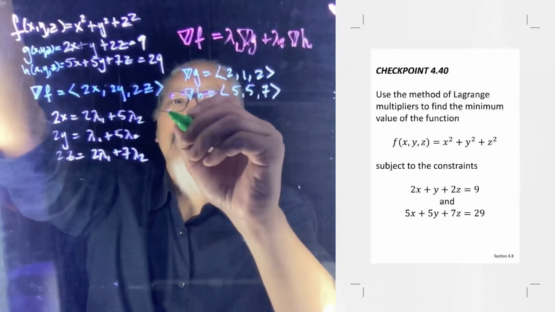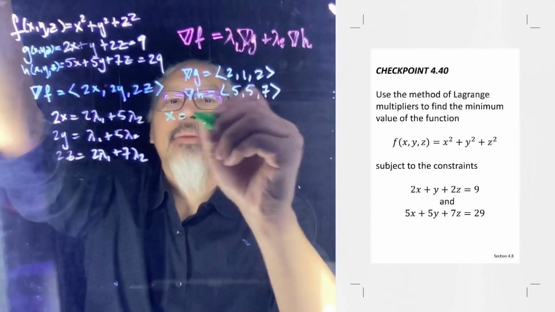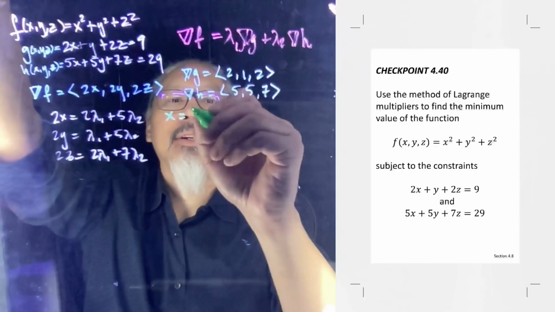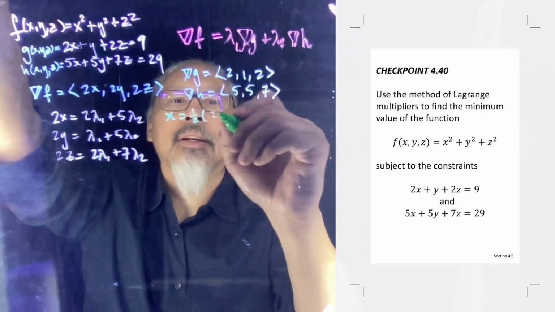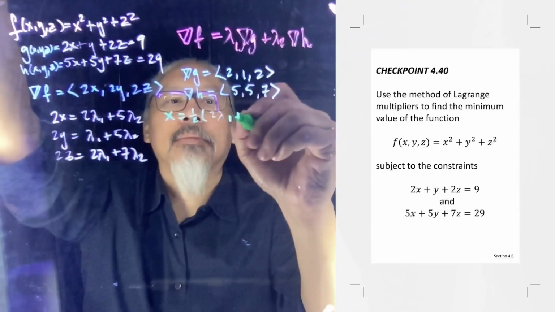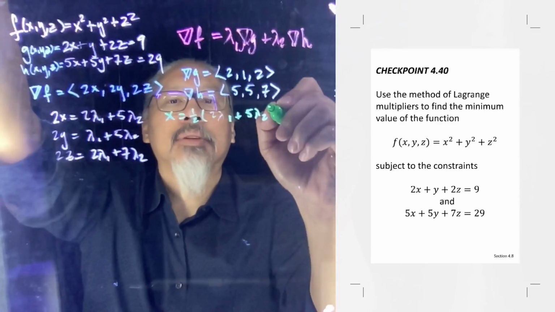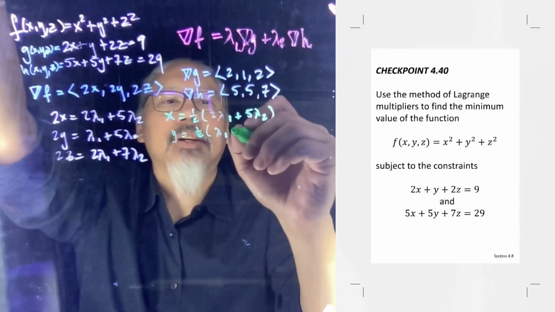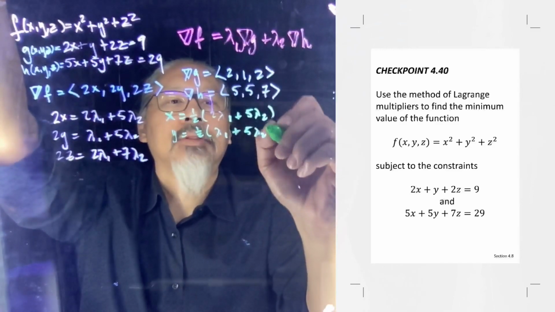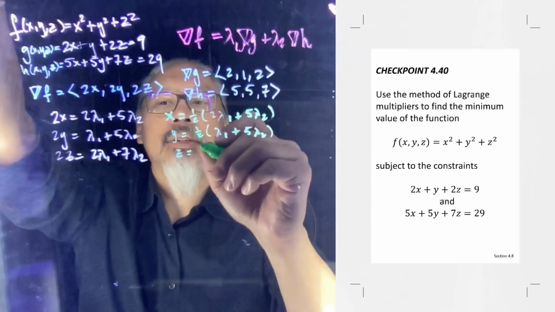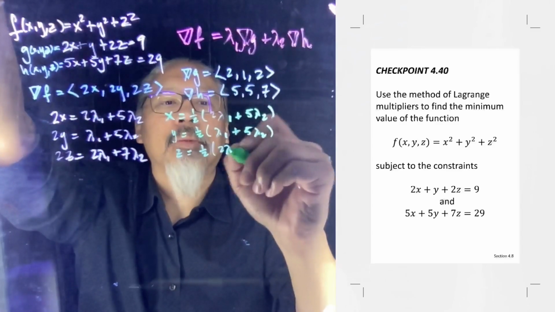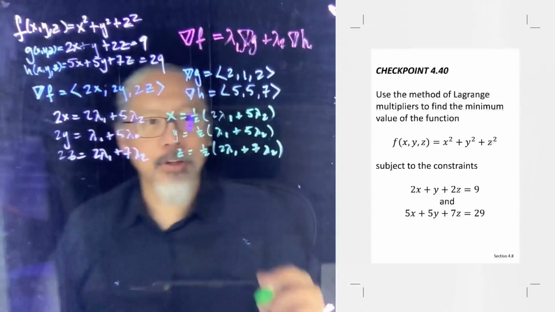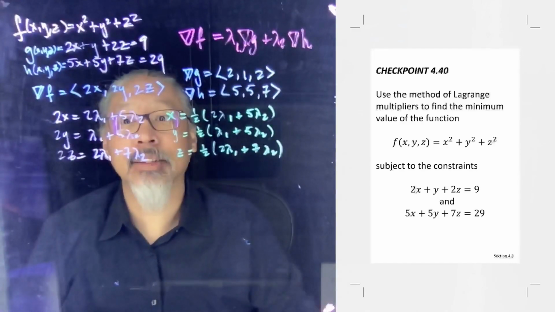Let's divide everything by 2. So we have x is equal to, I wonder if we should just put 1/2. Let's just put 1/2, and then the rest of this stuff, 2 lambda 1 plus 5 lambda 2, and y is the same thing, 1/2 times lambda 1 plus 5 lambda 2, and z is equal to 1/2 times 2 lambda 1 plus 7 lambda 2. Okay, I wish they were even so that that would divide out nicely, but they're not.